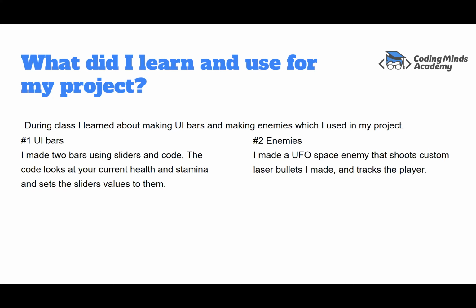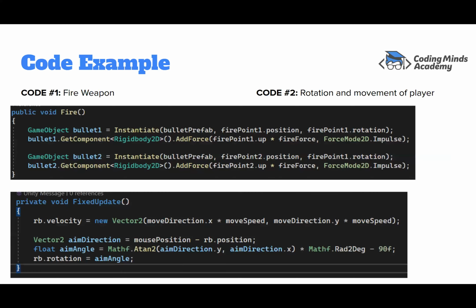Enemies: I made a UFO space enemy that shoots custom laser bullets I made and tracks the player. Code example. The first code is about firing the weapon. It instantiates 2 bullets at the position of the fire point, one at fire point 1 and one at fire point 2, which is relative to the player, copying the rotation and position of them. So they're facing forward, and it applies force to them using the impulse type force.